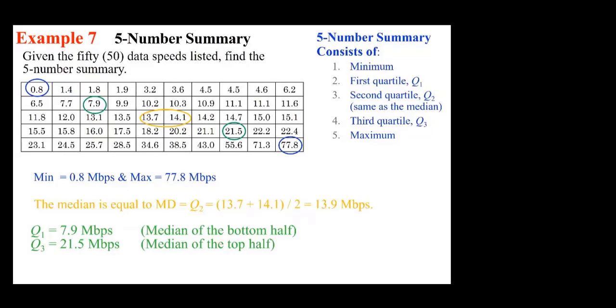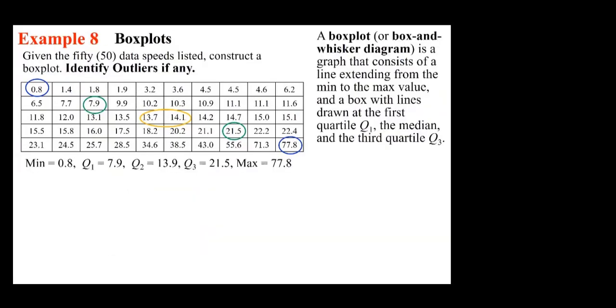So we got the 5-number summary, the numbers that we just came up with. Now we want to do a box plot, or a box and whisker plot. It is a graph that consists of a line extending from the minimum to maximum value and a box with lines drawn at the first quartile, Q1, the median, the second quartile, and the third one. In other words, I'm going to draw something and I'm going to erase it. I want to give you the concept.